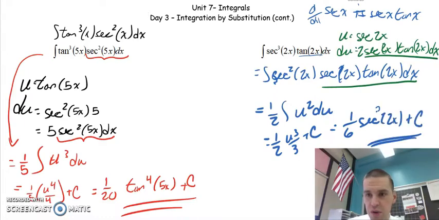And do not forget the cubed, as I was about to. So 1/6 secant cubed 2x plus c.